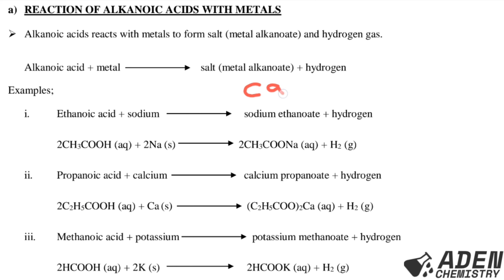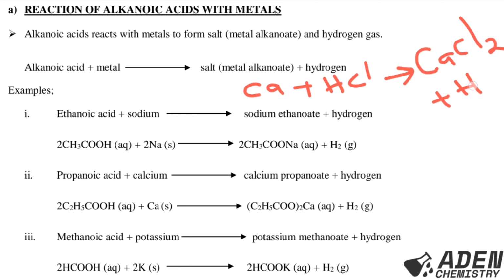and hydrochloric acid. What we are going to get is calcium chloride. So how do you write calcium chloride? Calcium chloride is written like that, plus hydrogen gas. So check here. To balance this equation, I'm having 2 hydrogen, but you have only 1 hydrogen there. So we put 2 there.